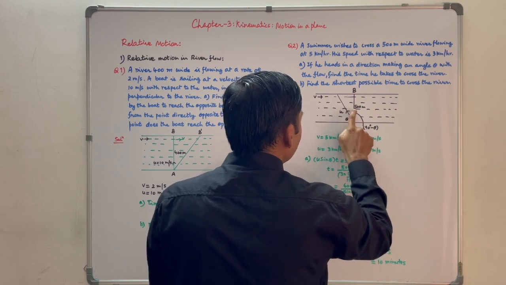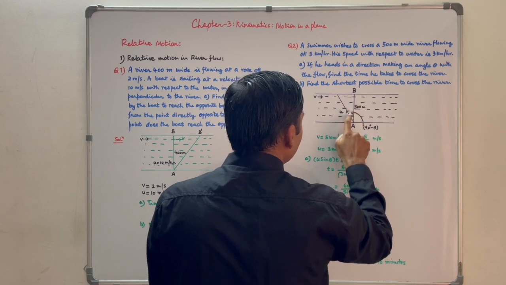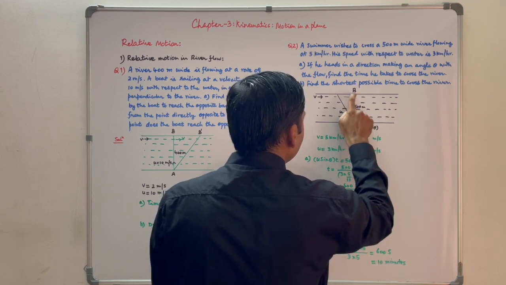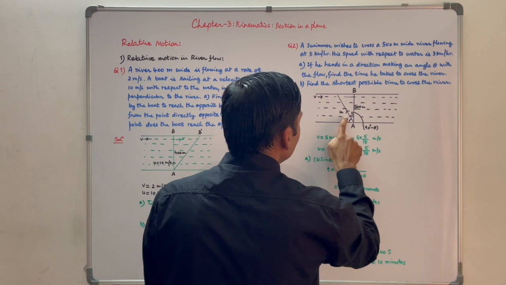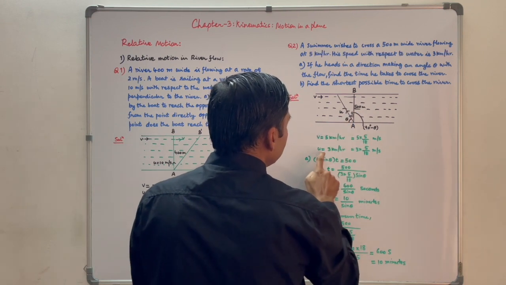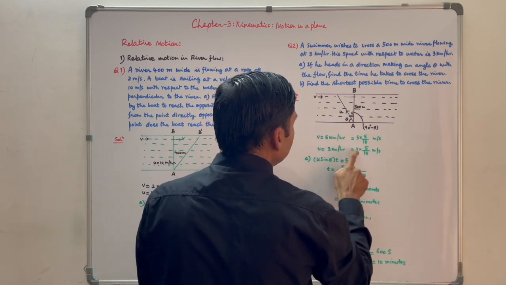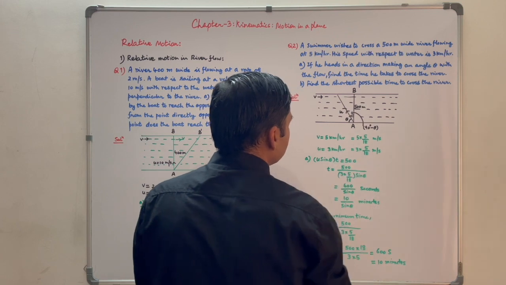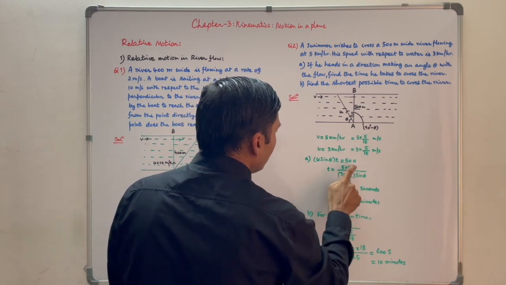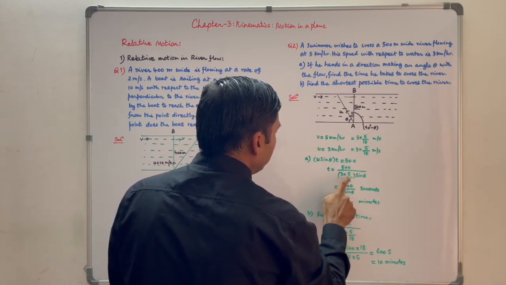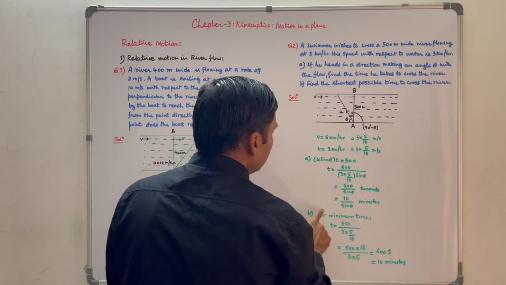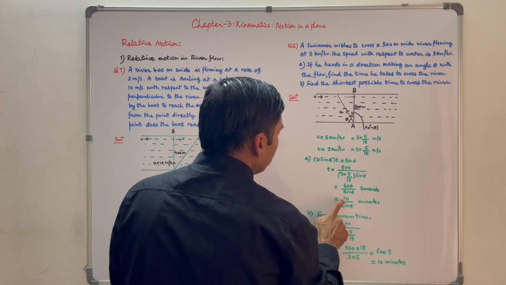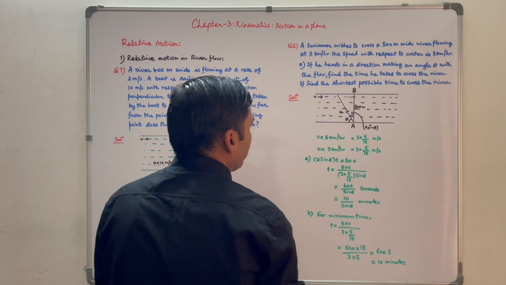So time taken by the swimmer in this case will be distance 500 upon velocity component along line AB, and that is u sin theta. U is given as 3 km per hour or 3 into 5 by 18 meter per second. So T is equal to 500 upon 3 into 5 by 18 sin theta. So T comes out to be 10 upon sin theta minutes.